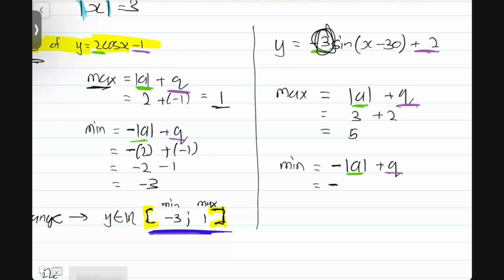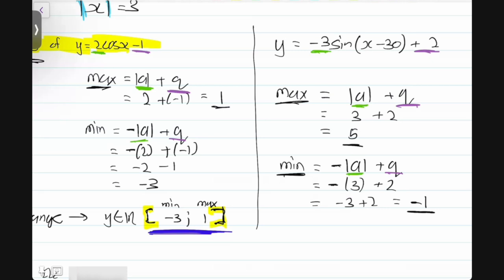What's the actual absolute value of that? We don't look at the sign. The absolute value of that is just going to be the value of 3 plus the 2. And the minimum is minus 3 plus 2, which is going to give us minus 1. So in our particular case, our minimum is minus 1 and our maximum is 5.